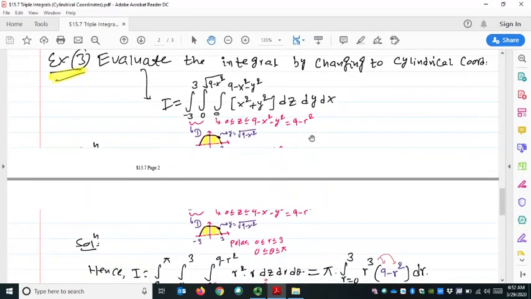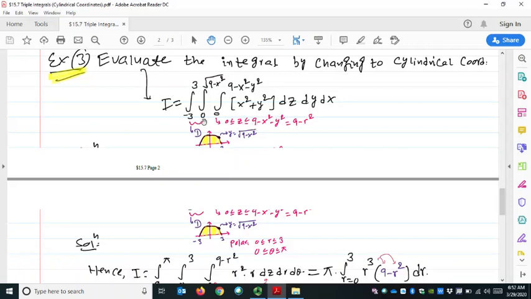First, from the inner integral, the z bounds are 0 to 9 minus x square minus y square, and we know x square plus y square becomes r square, so the upper limit for z is 9 minus r square. Great, we found the limit for z.